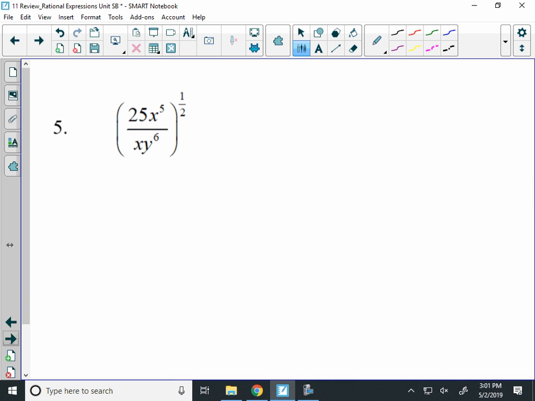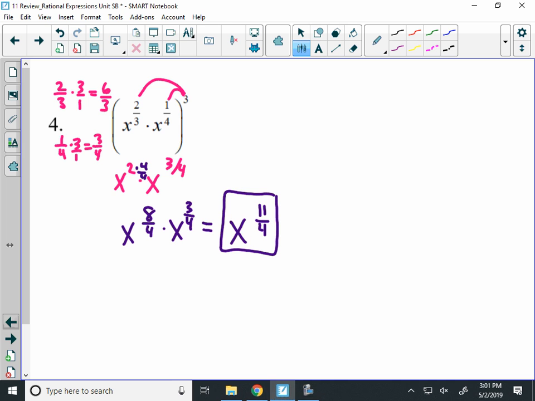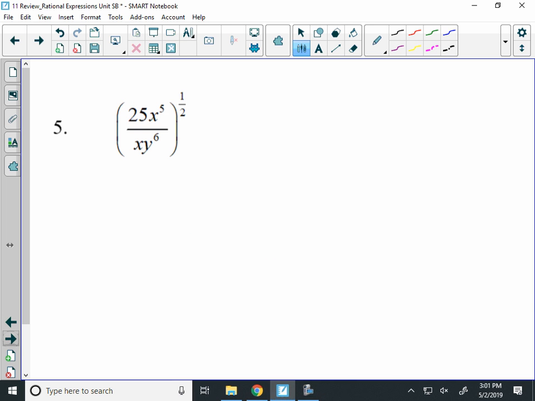Number 5, the first thing I would do here is simplify this. So you kind of have to know. In the last problem I said I don't think it's best to simplify within the parentheses first. In this problem, I do think it is best to simplify. So you kind of have to look at the big picture before you start.